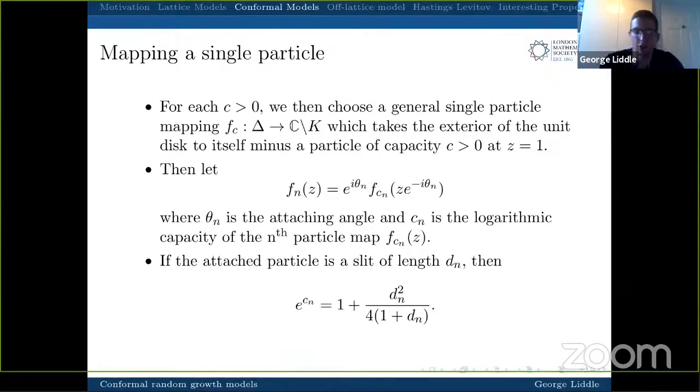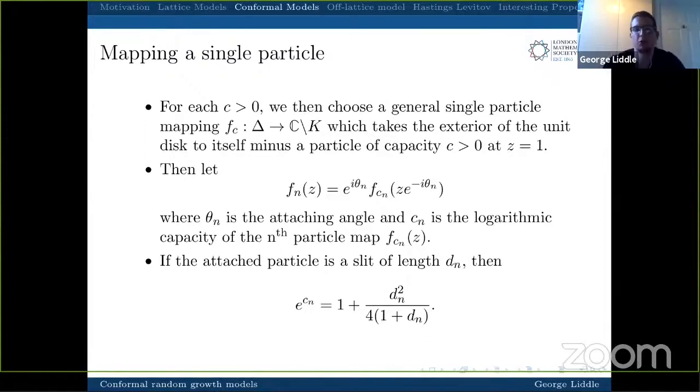Well, the first thing we actually need to do is to pick a particle shape. And that's something that will be discussed later in the talk. But for now, just note that we have to fix the particle shape first before we can do any of this. But once we have this particle shape, there's a one-to-one correspondence between the capacities and the maps themselves. So for each capacity C, so each value C bigger than 0, we can find a conformal map which takes the exterior of the unit disk to itself minus a particle which has been attached on the boundary at z equals 1 of capacity C.